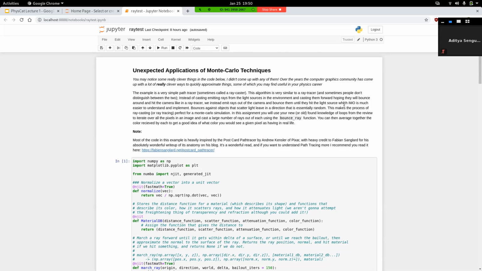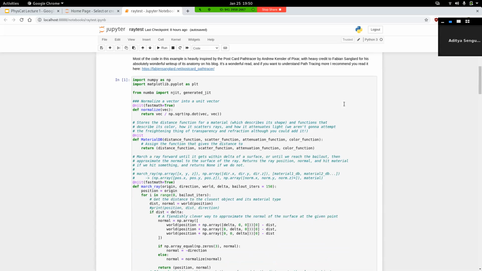Now, of course, you can write a ray tracer in any language. So why should you take this class? Because it's not about ray tracers. This class is about science. It's not about ray tracers.